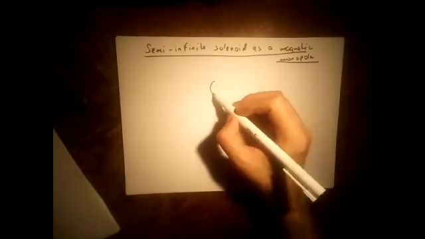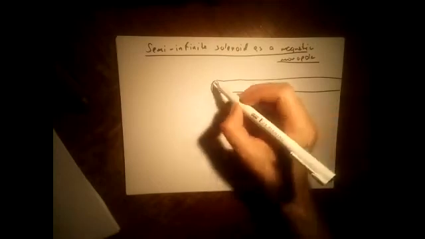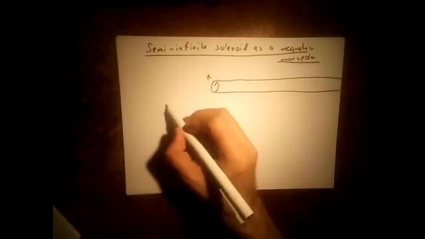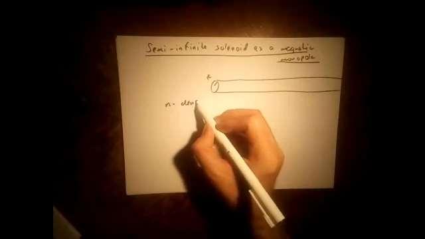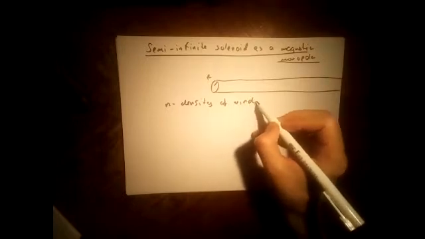Okay, so I will read the text. We consider a semi-infinite solenoid which has radius r. So here's our solenoid, and it's semi-infinite. I'm going to draw it like that. And the density of windings is given by n. That's the density of windings.